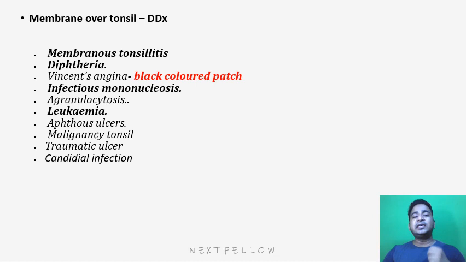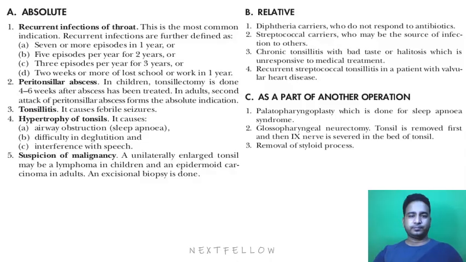And then comes Vincent angina, where there is a black colored patch over the tonsillar tissue. And what are the other diseases? Infectious mononucleosis, agranulocytosis, leukemia, and sometimes aphthous ulcer, because in aphthous ulcer we know whitish or dot-like structures are present. And then comes malignancy of the tonsils, and then maybe trauma or candidal infection, which we have already discussed.